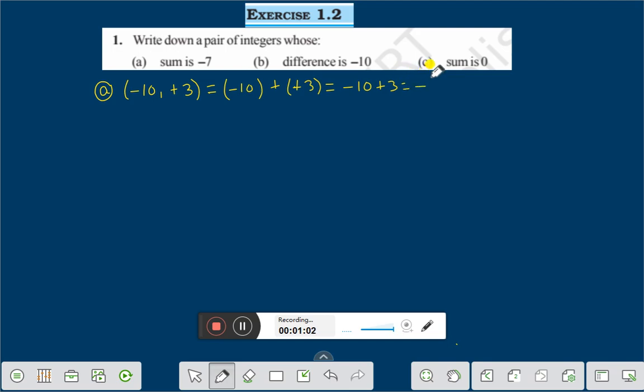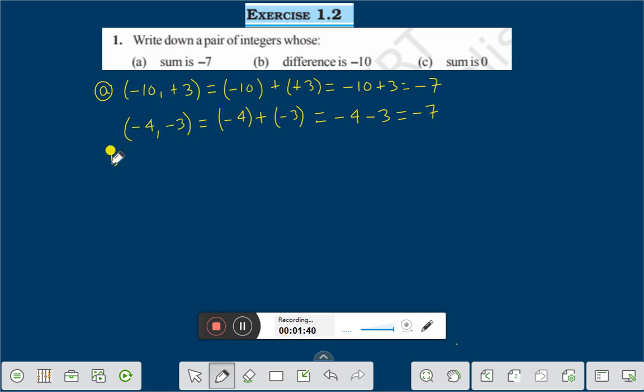This is one pair. Let us take another pair. Suppose one is minus 4 and another is minus 3. If we add the numbers, we are getting minus 4 plus of minus 3. And what you are getting? It is minus 4 plus into minus is minus, minus 3. It is minus 4 minus 3 is equal to minus 7. We have taken two pairs, that is minus 10 plus 3 and minus 4 minus 3.